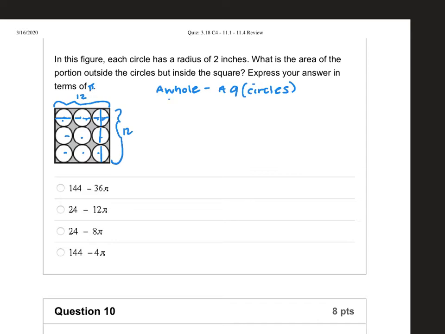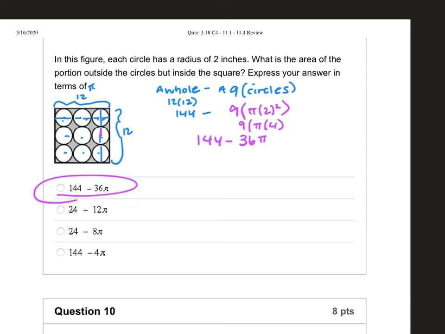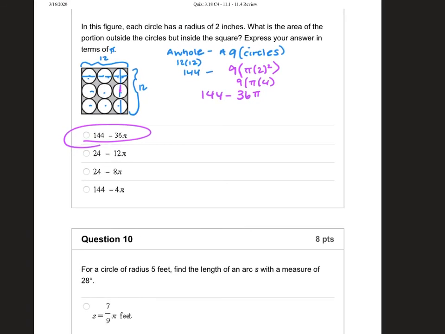So the area of the whole is 12 times 12, or 144, minus the area of 9 circles. Each circle has a radius of 2, so 9 times pi times 2 squared would be 9 times pi times 4, or 36 pi, which is that first option.